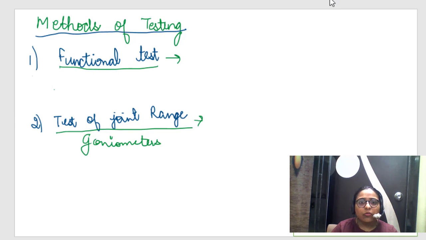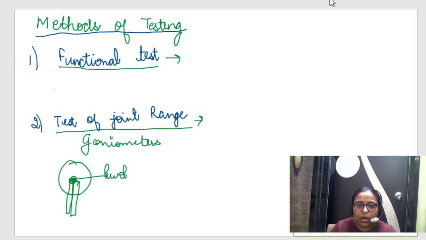What you have to do is place the pivot. For example, this is your full arc goniometer. So this is the pivot of the goniometer, and you have to place this pivot on the fulcrum.